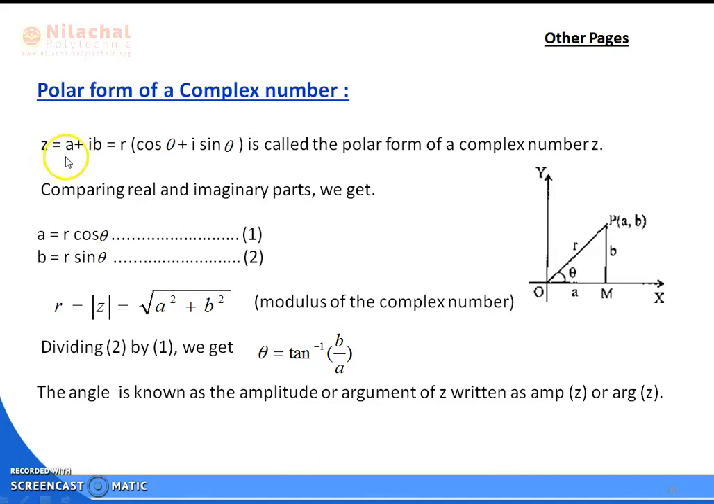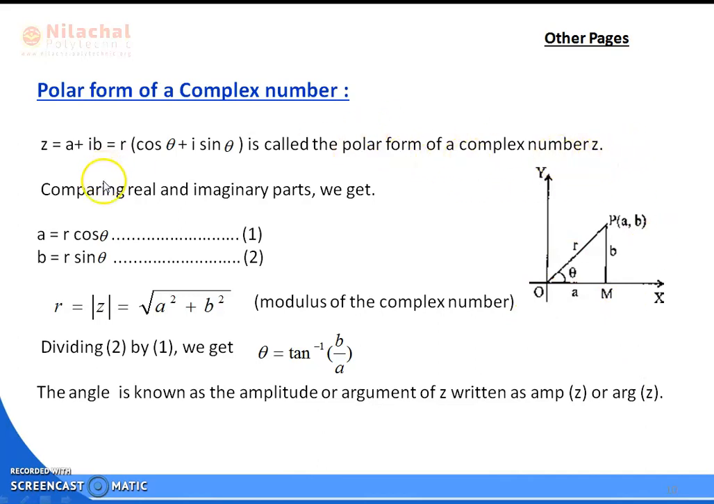Here z equals a plus ib. This is your complex number. It will be written as r into cos theta plus i sin theta. This form is called the polar form of a complex number. This is your picture, the polar form of a complex number z.